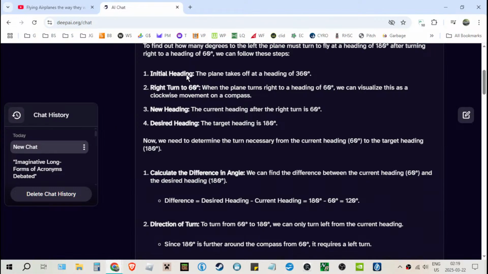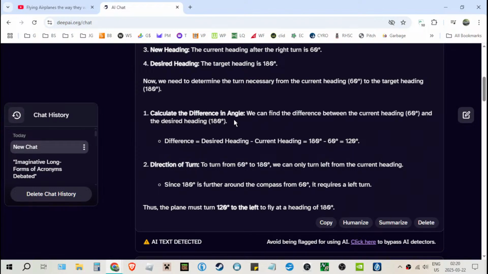See, it correctly says starting at 360, turns right to 60. The new heading is now 60. That is correct. The desired heading is 180. That is correct. To determine the turn necessary from the current heading of 60 to the target heading of 180. That's all correct.